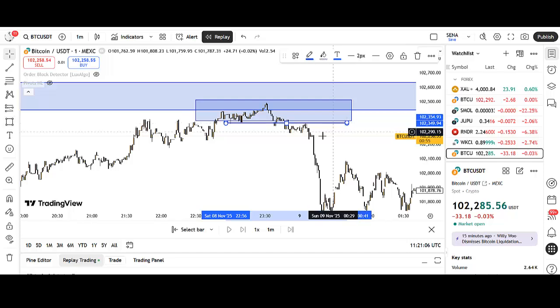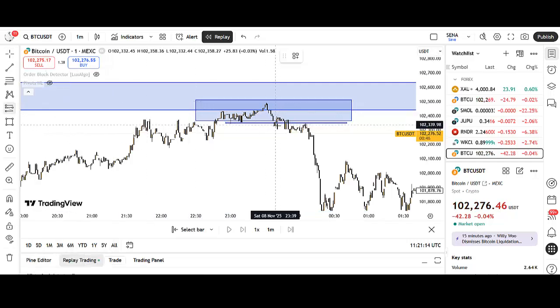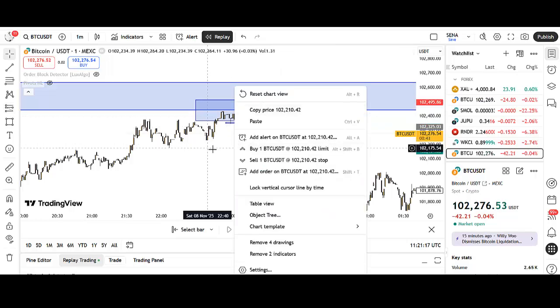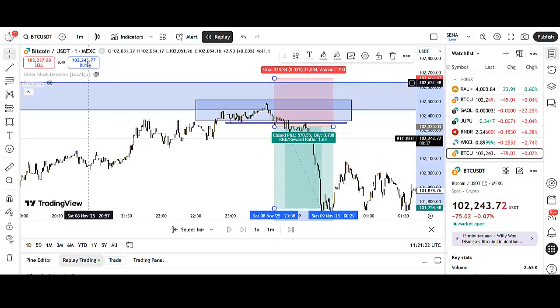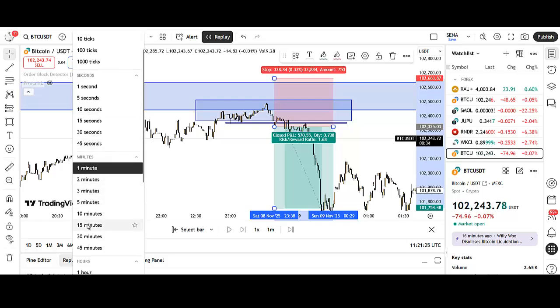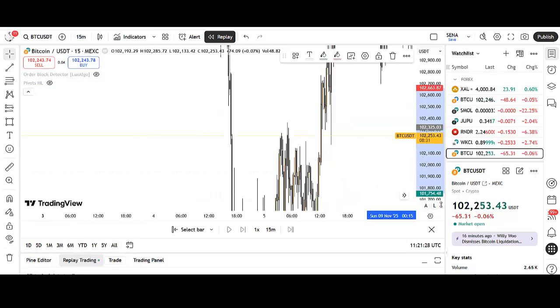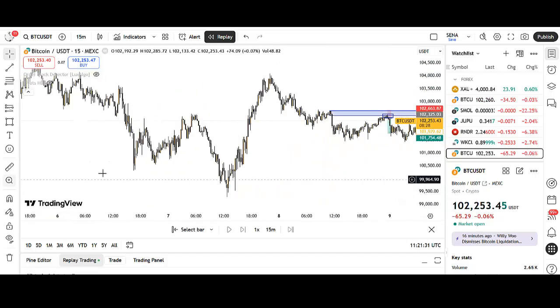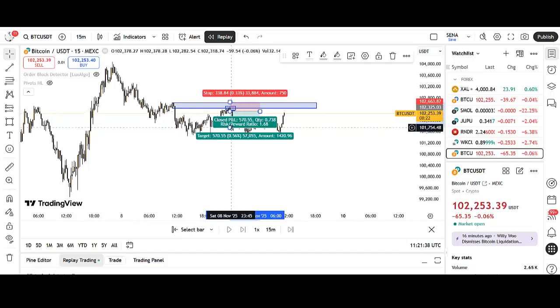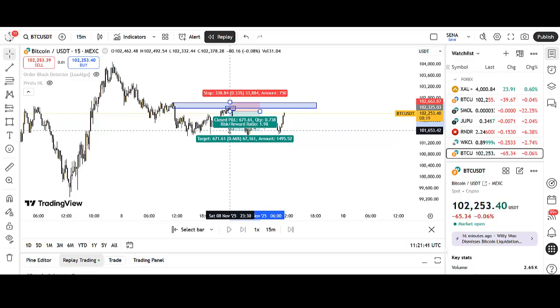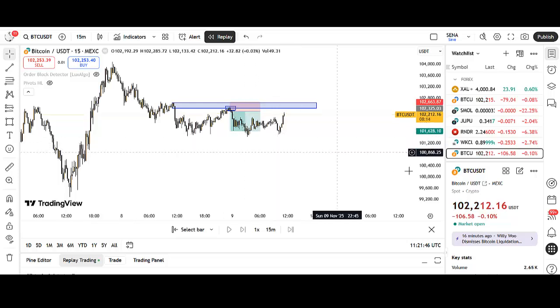As a candle printed beneath this higher low, all I would have done was to take the trade, and that's how I take my trades. I would have taken the trade, set the stop loss over here, and gone for an easy 1 to 2 risk to reward. I don't want to be greedy, right? Just a simple 1 to 2 risk to reward, and then I would have won the trade.